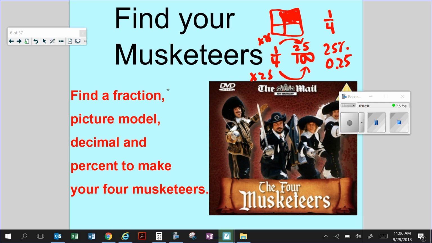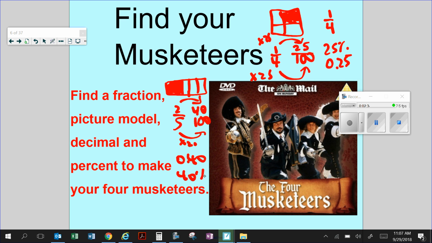Maybe you'll see this model. 1, 2, 3, 4, 5. Two of them are shaded out of 5, so we know our fraction is 2/5. So what decimal and percent is this? Well, if I build this up to 100, times 20, times 20, that'd be 40 hundredths. So the decimal is 0.40, and the percent would be 40%, because anything per 100 is a percent. And so 0.40, 40%, 2/5, and the model are all equivalent.